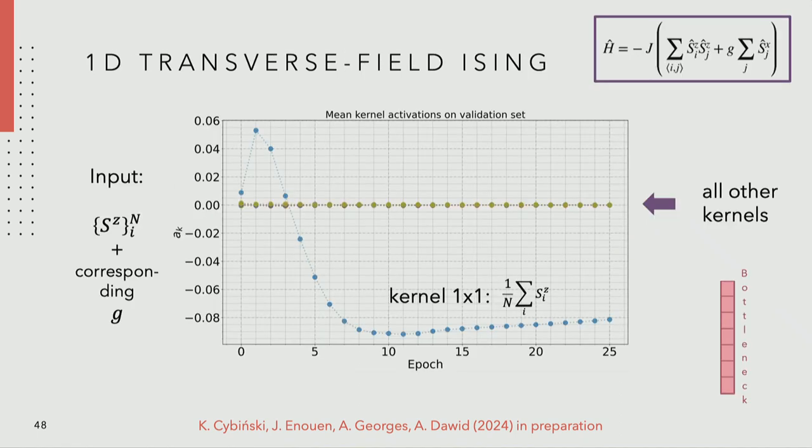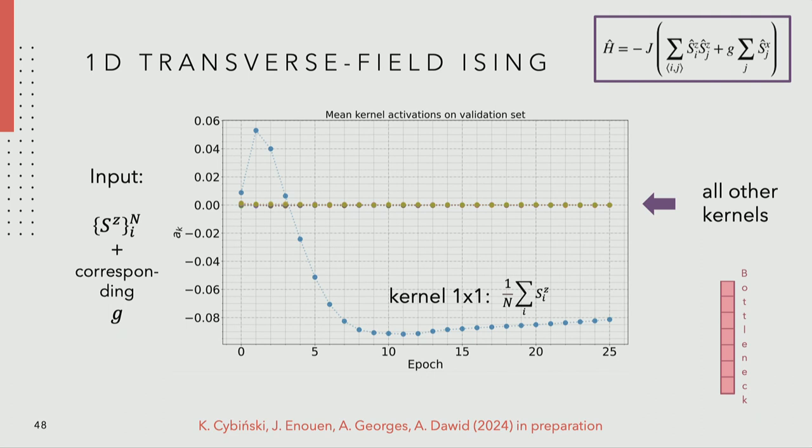So again, our task is to predict. Our transverse field Ising model has this Hamiltonian, and the task is to predict the corresponding strength of the transverse field based on the projective measurement of our 1D Ising. The projective measurements on this slide are made in the Z basis. So basically, tell me for which g this snapshot was generated.